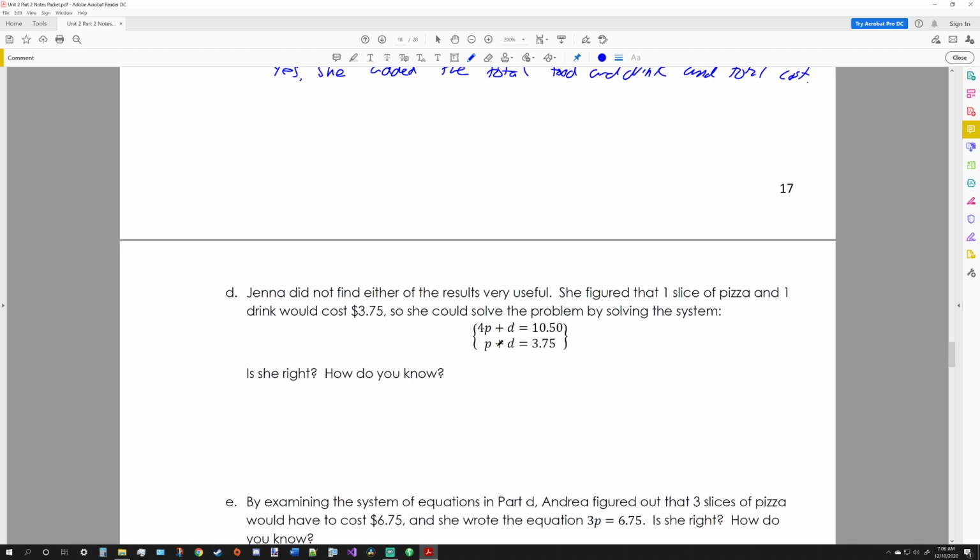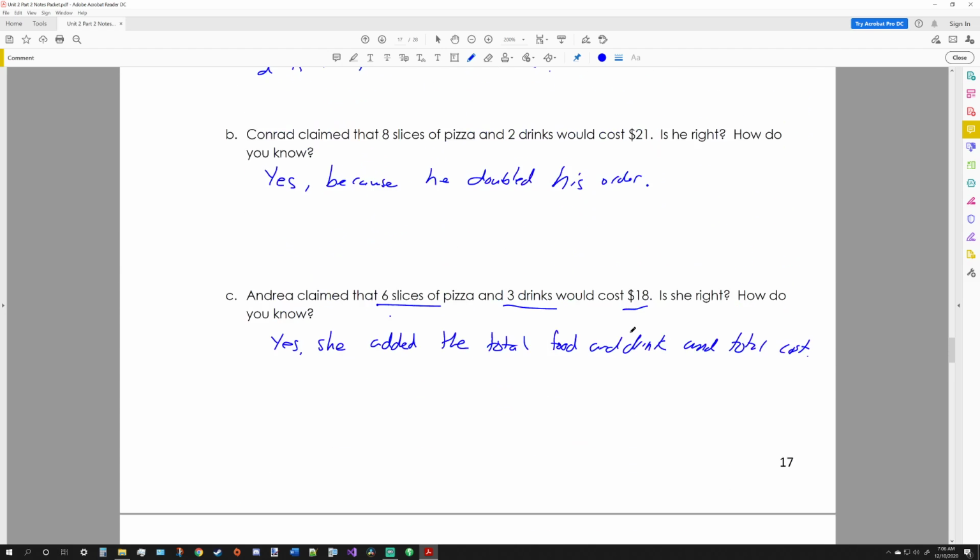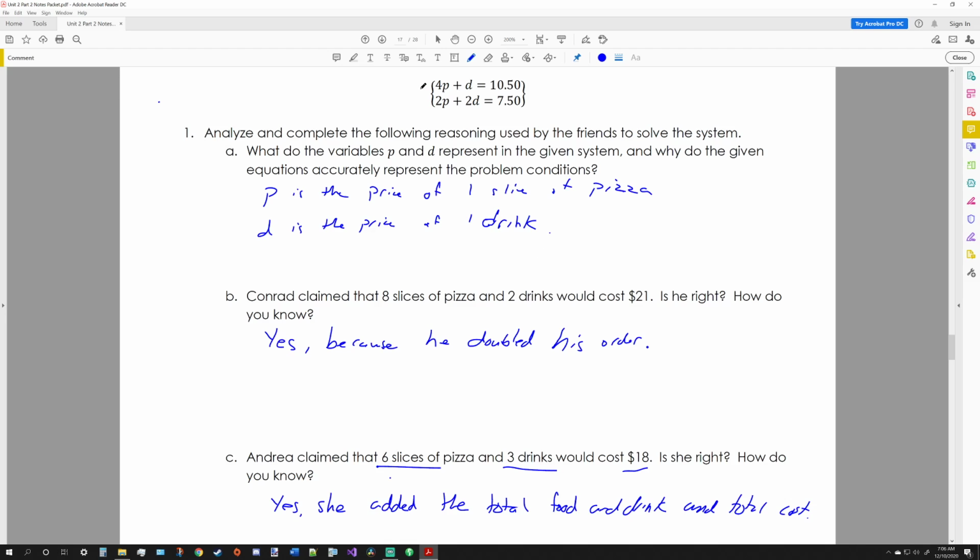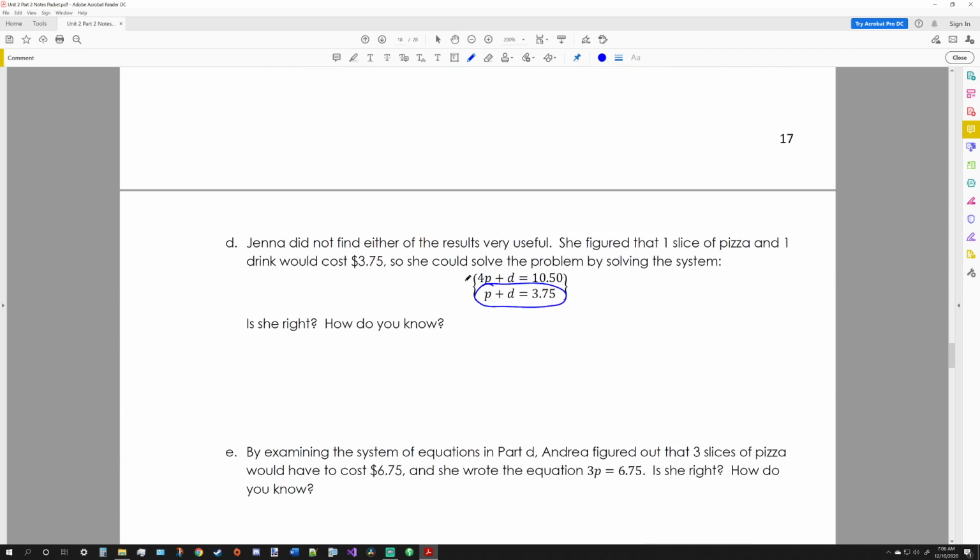So she has gotten this new equation: 1 pizza, or 1 slice, and 1 drink for $3.75. And if we look back up at the original, it was 2 slices and 2 drinks for $7.50. So is she correct in her reasoning that 1 slice and 1 drink would be $3.75? Yes, she is, because that would just be half of her order. So this is half of the second equation.